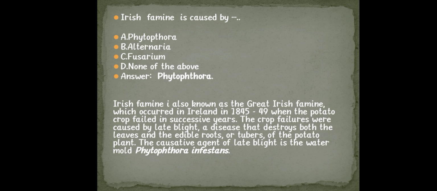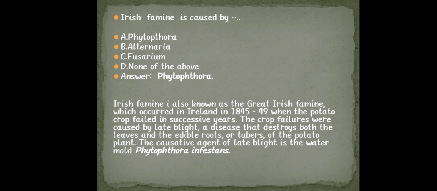So what is the Irish famine? It is known as the Great Irish Famine, which occurred in Ireland in 1845 to 1849, when the potato crop failed in successive years, and the crop failure was caused by the late blight, a disease that destroyed both the leaves and the edible roots or tubers of the potato plants.